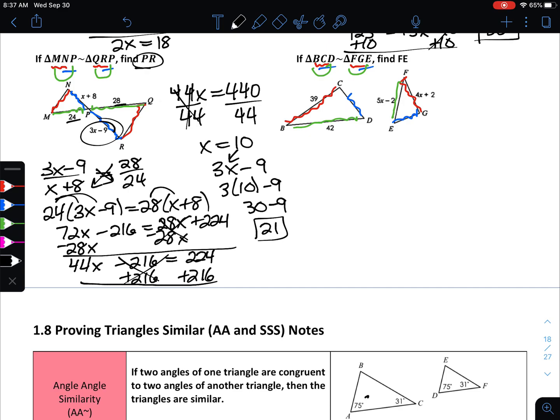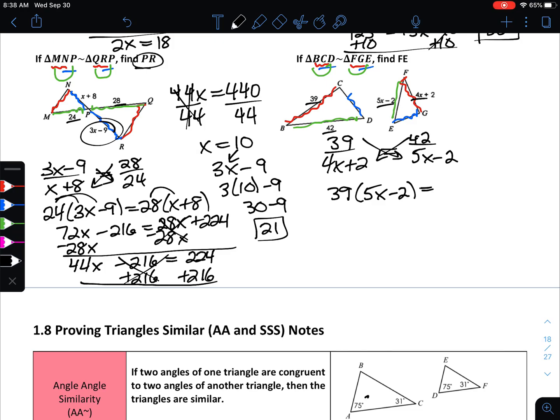We're now ready to set up our proportion. Let's first start with the 39 and the 4x plus 2 that we found. Set that equal to the 42 and the 5x minus 2. All right, so now let's go ahead and do our cross multiplying. We're going to take 39 multiplied by 5x minus 2 is equal to our 42 multiplied by 4x plus 2.